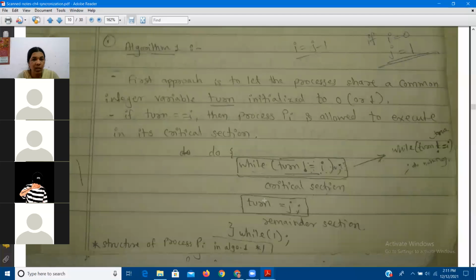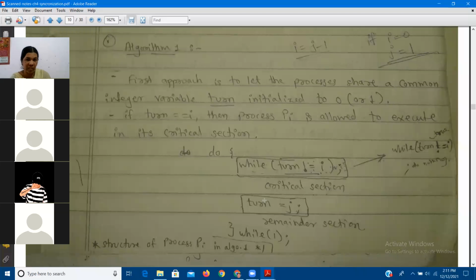So this is the first algorithm, algorithm 1. We are discussing the third point from the syllabus, that is Peterson's algorithm. Under Peterson's algorithm, it is the two-process solution. Under the first algorithm, this is a simple algorithm where the variable turn is used. If it is the turn of I, I will be in the critical section. If it is the turn of J, J will be in the critical section.